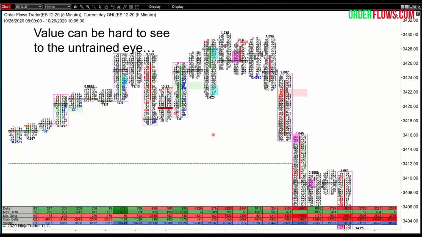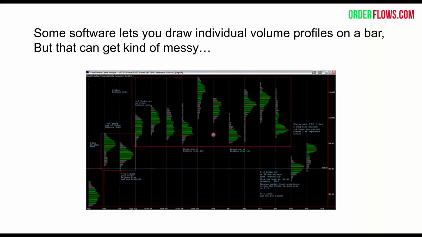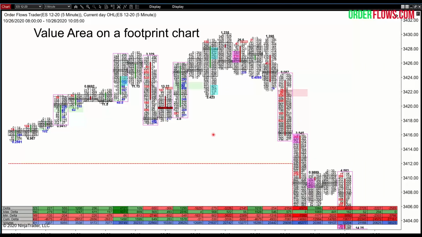footprint chart, okay? But again, a lot of traders think, well, I could draw a profile for each bar, right? But honestly, that's going to get very messy, especially if you're trying to watch the order flow. I used to have a chart with the screen like this showing me the value area for each bar. And honestly, I was going back and forth. I was missing things, so I wanted to put a value area on a footprint.